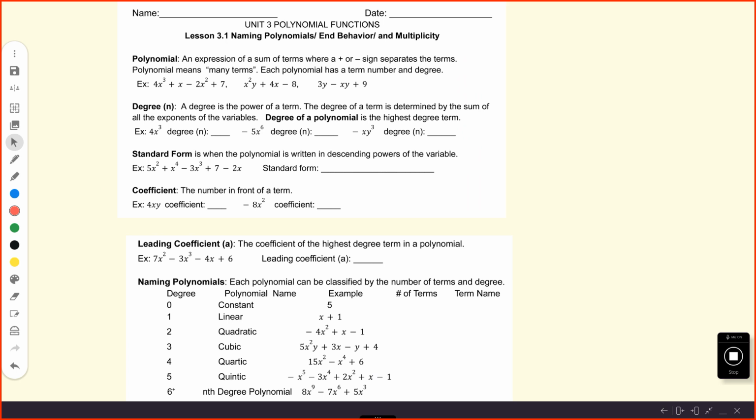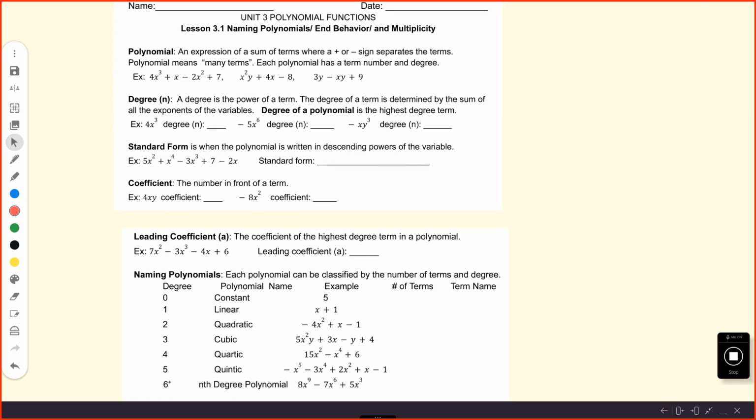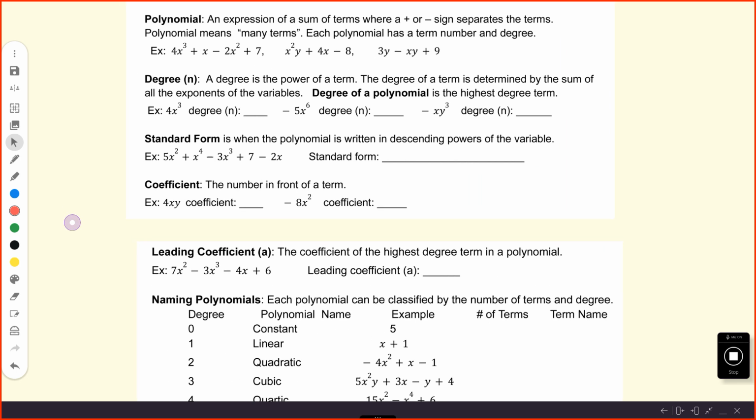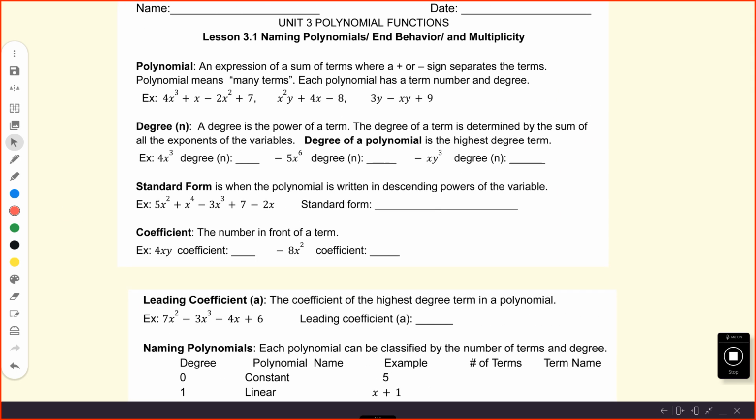Can you read the definition? Anyone? Okay. Lila? An expression of a sum of terms where a plus or minus sign separates the terms. Polynomial means many terms. Each polynomial has a term number and degree. Okay, so again, a polynomial is an expression of a sum of terms where a plus or minus separates the terms.